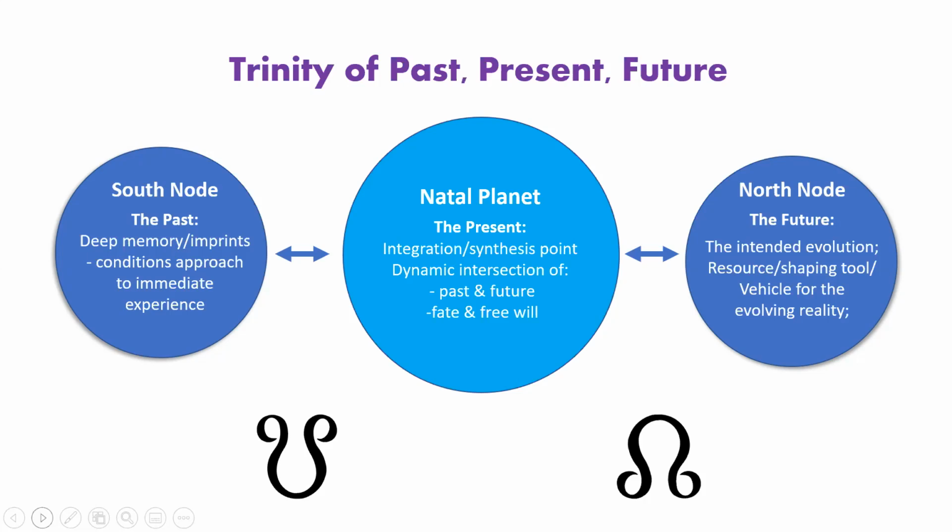And again, any triggering of the north and south nodes are going to set up optimized environmental conditions and optimized circumstances by which the soul can experience, observe, and evolve.